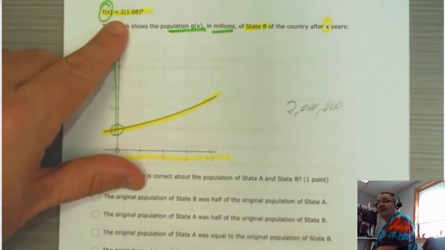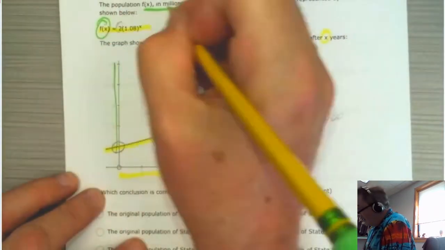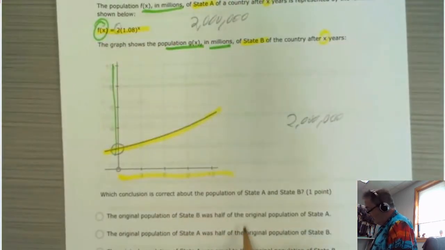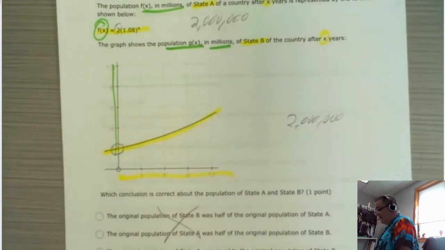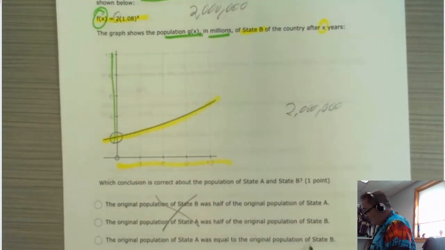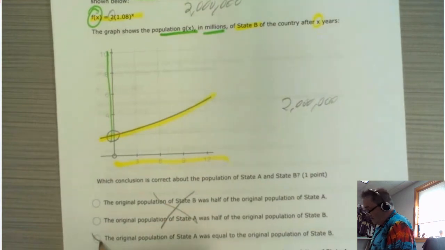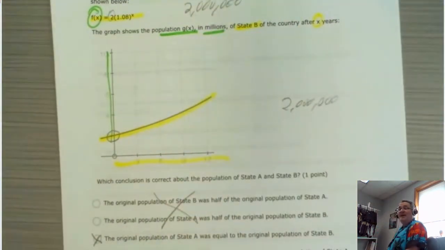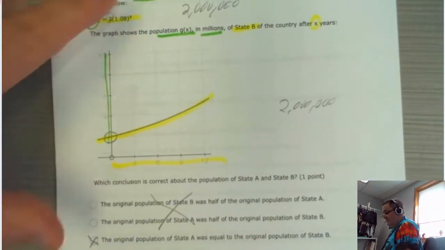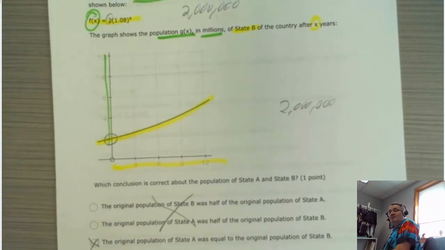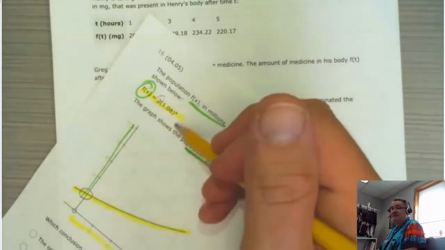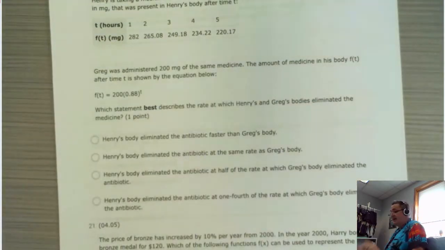What about this one? Oh, our y-intercept is 2. It also is 2 million. So neither one of them was larger or smaller than the other. We can cross out the first 2 options. So the original population of state A was equal. They both have the same starting amount, 2, which is in millions. So the original starting y-intercept is the same on both equations. See, we didn't have to do all those calculations. We just have to look at what the question is asking.